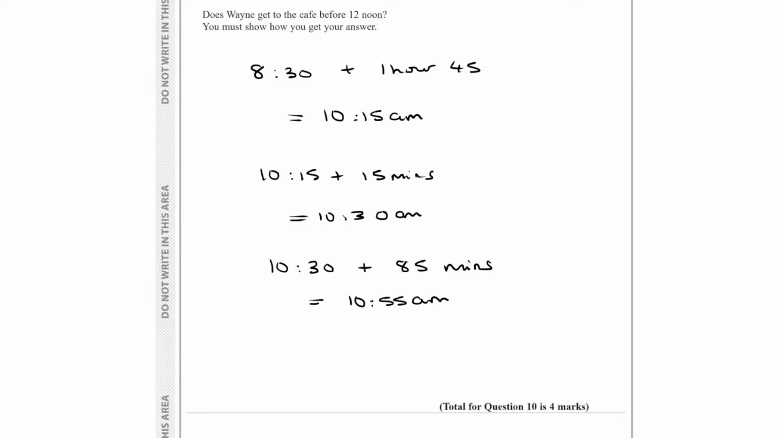So yeah, as I said, we just want to write some kind of working out, and then obviously we then want to write, they've asked, does Wayne get there before 12? Well, oh, I meant to write 11 there, didn't I?